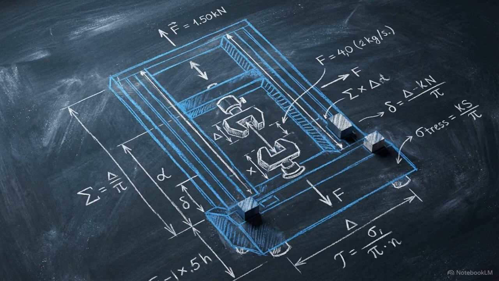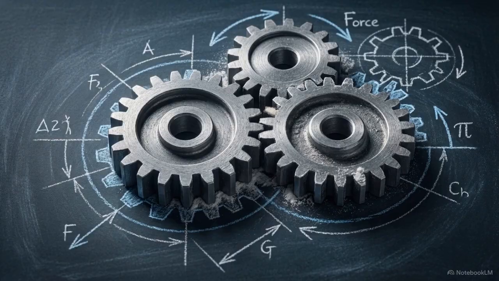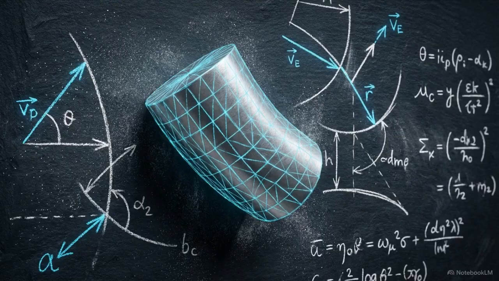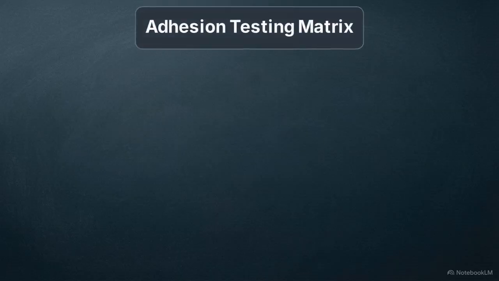Accurate quantification requires a specific alignment, matching the test methodology to the material properties, the expected field loads, and the substrate's geometry. This is a testing decision matrix, the framework material scientists use to categorize evaluation methods. It divides the taxonomy of adhesion testing into three distinct branches based on the nature of the applied force.